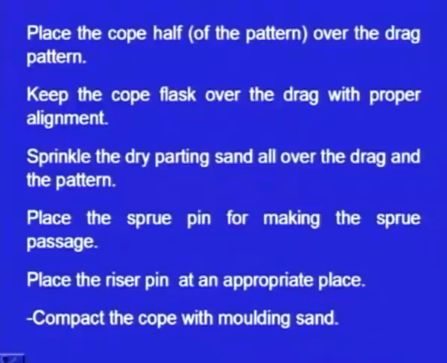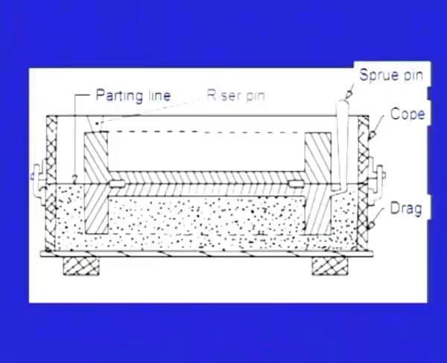Next one, sprinkle the dry parting sand over the drag and the pattern. Here, over the pattern and over this line on the parting line, we have to sprinkle dry parting sand. Why do we have to sprinkle this dry parting sand? Because again we are going to place the molding sand, and we are going to ram the molding sand over this pattern, and after molding is over, we have to withdraw the pattern. That time there should not be sticking between the molding sand and the pattern.